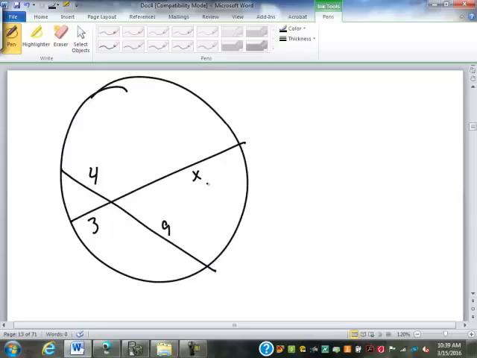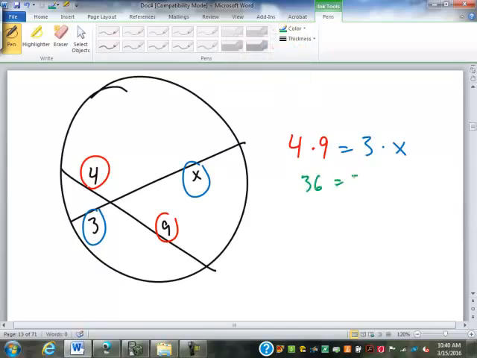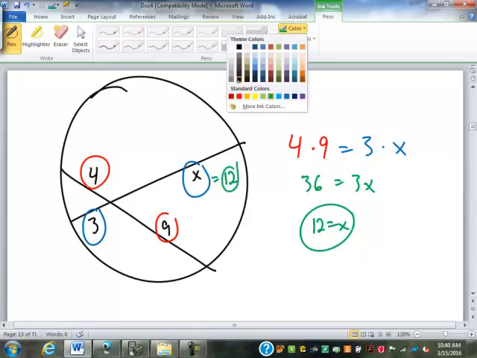Could you find the length of piece X there? We went over this a lot last semester, but we did it mainly as arcs, where we were hitting it perpendicular and splitting the chord down the middle. But remember, when we have 2 chords that intersect, the product of the pieces is the same between the 2 chords. So 4 times 9 has to equal 3 times x, because those pieces are in the same chord. So 4 times 9 is 36. Divide by 3, x has to be 12. Make sense?